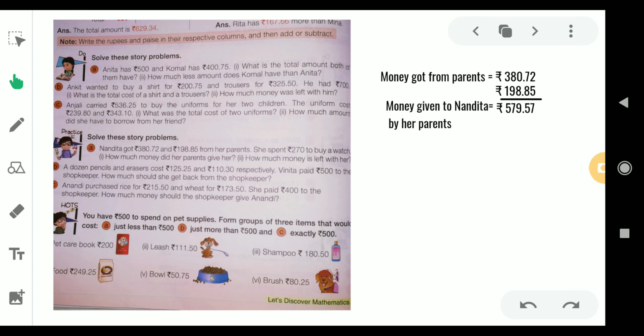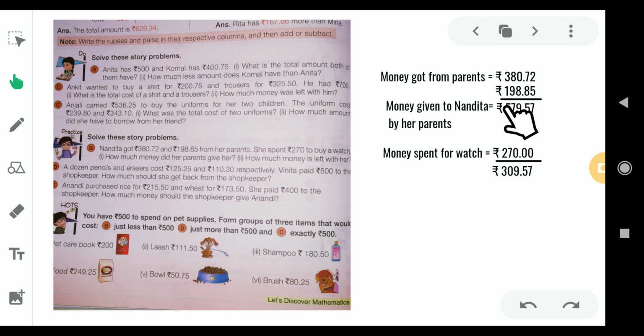So we subtract it, right? The money spent for the watch is 270 rupees, and we subtract this expenditure for the watch from the total money that she received from the parents. After subtracting, we see that 57 minus 0 will be 57, 9 minus 0 will be 9, 7 minus 7 will be 0, and 5 minus 2 will be 3. So this is the money which is left with her after buying this watch.